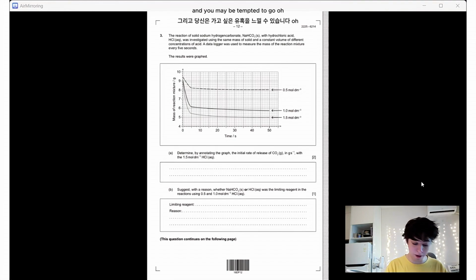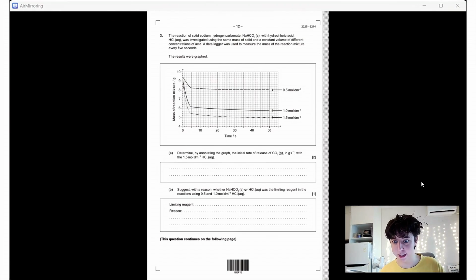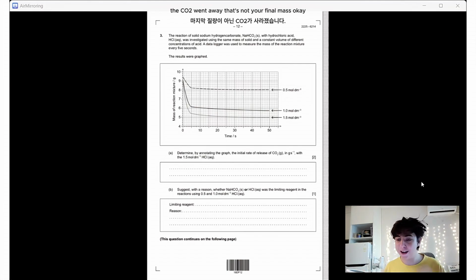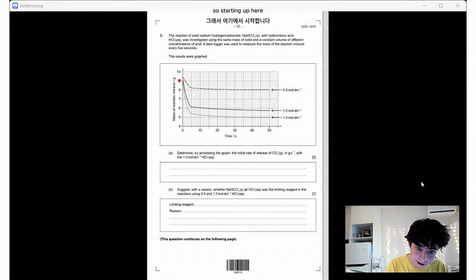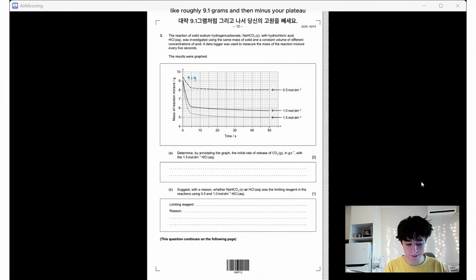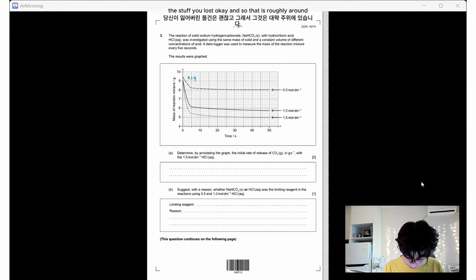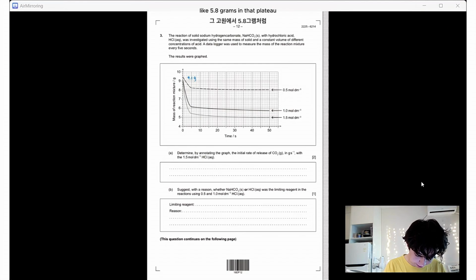And you may be tempted to go, oh, it's this final plateau. No, imagine yourself in the lab. That is your vessel. The CO2 went away. That's not your final mass. Your CO2 mass is going to be your initial, so starting up here, for this straight line, roughly 9.1 grams. And then minus your plateau, because it's going to be a difference, the stuff you lost. And that plateau is roughly around 5.8 grams.